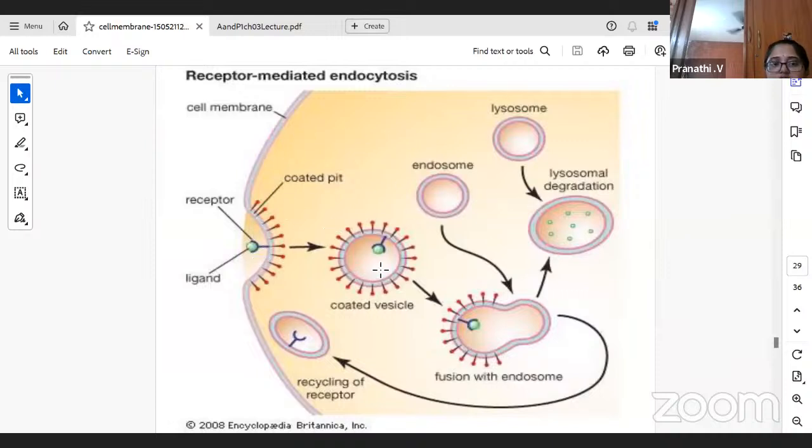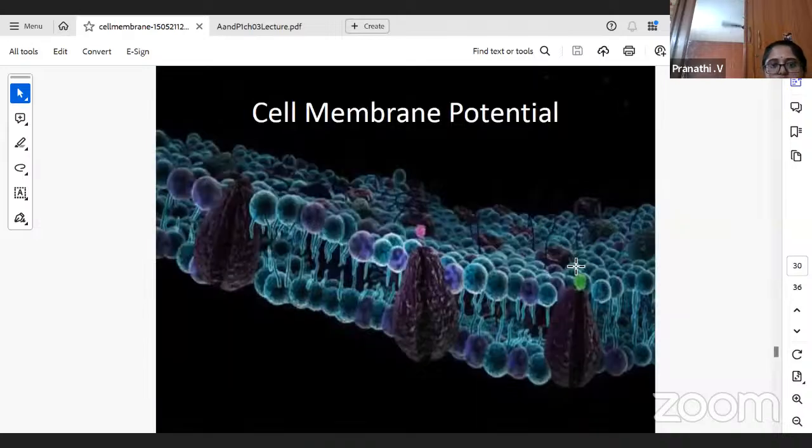Receptor-mediated endocytosis is where there is a receptor present, and this is a clathrin-coated pit, as it is known, because you have the clathrin molecule present, and then it is a coated vesicle. Because of this vesicle, the lysosome is going to recognize it and fuse with the endosome, and then degradation of that particular endosome takes place.